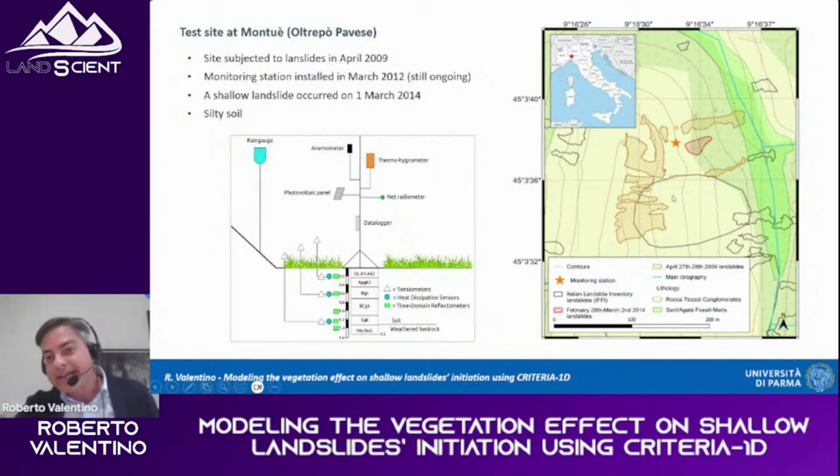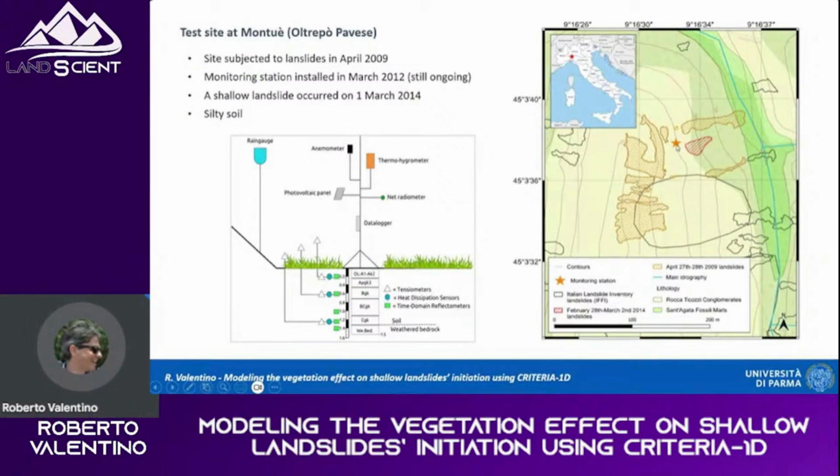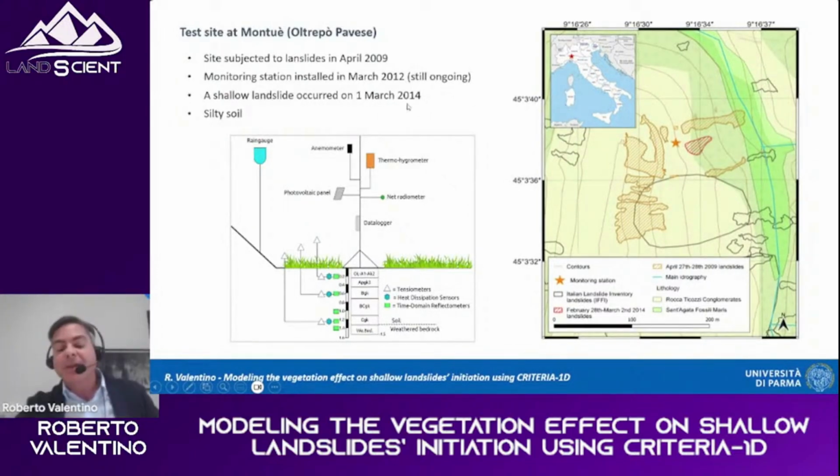In this map on the right side of the slide, we can see the shape of the landslides which occurred on 27 and 28 April 2009. They are colored in orange. We installed on the same slope a monitoring station, which corresponds to this orange star here. We installed this station in March 2012, and the monitoring period is still ongoing. Specifically, between the 1st and 2nd of March 2014, a shell of landslides occurred very close to the position of the monitoring station, which is colored in red in this map.